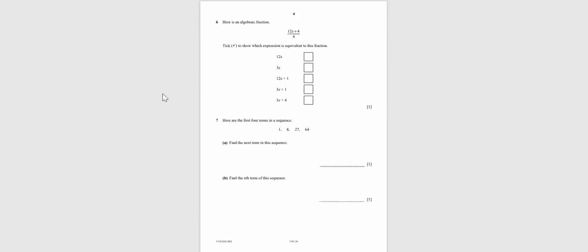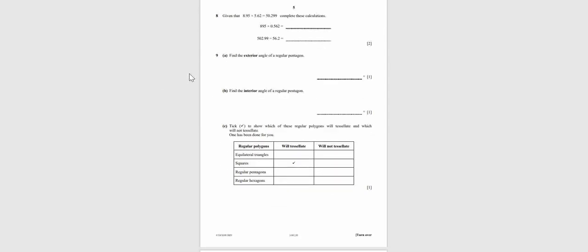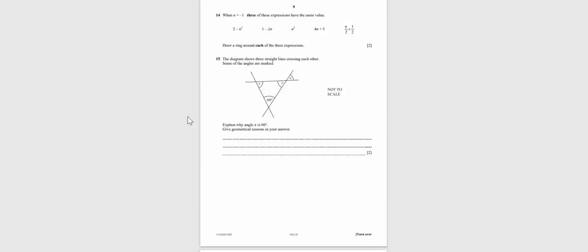You can pause this video and take a screenshot. This is page 5, number 8, 9, and ABC. This is page 6, number 10, A and B. This is page 7, number 10, C, and number 11. This is page 8, number 12, 13, AB. This is page 9, number 14, 15. And this is page 10, number 16, 17.